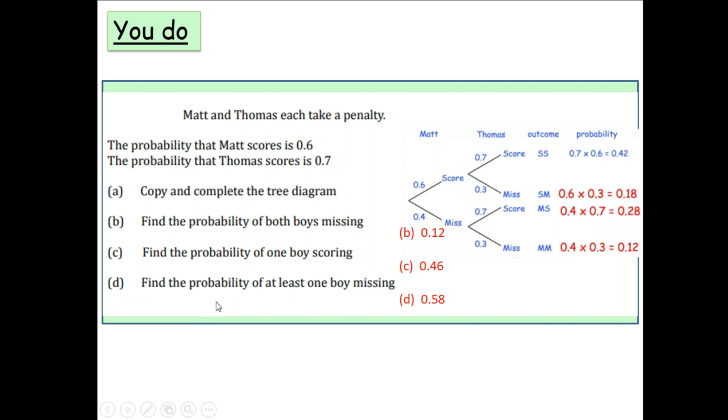The next one is find the probability of at least one boy missing, and they get an answer of 0.58. So now we need to look at the probability of wherever it says miss. So we look at the outcome of wherever it says miss, because it says at least one boy missing, and we add up all the ones with miss in there together. So this one, it says score miss, so we have to add this one to miss score, and then we add it to miss miss. And when you add them all together, you get a total of 0.58.